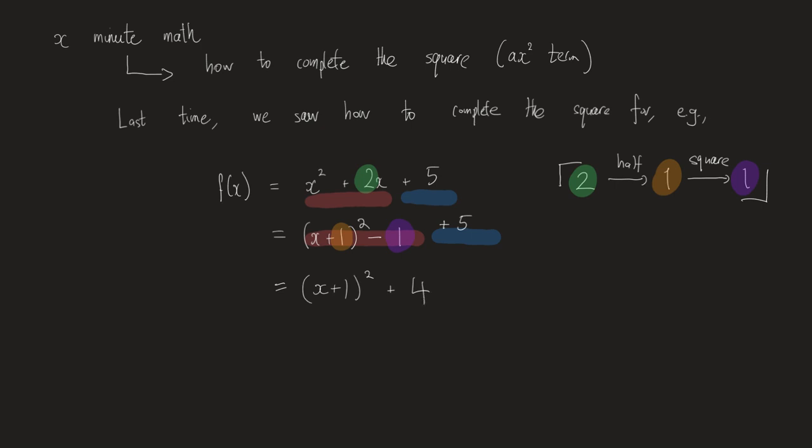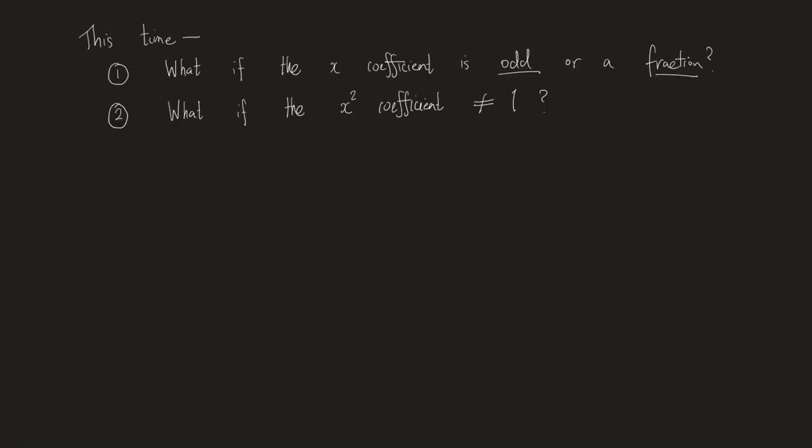Let's see what we're going to be looking at in this video. There are 2 slight wrinkles we could introduce to this idea of completing the square. First of all, what if the x coefficient is odd or indeed a fraction? Last time everything worked out, everything was a nice whole number or integer. That's not always going to be the case. The second issue that could arise is the coefficient of my x squared term might not be 1. So I want to throw a couple of examples at you that will show you how to handle each of these cases.